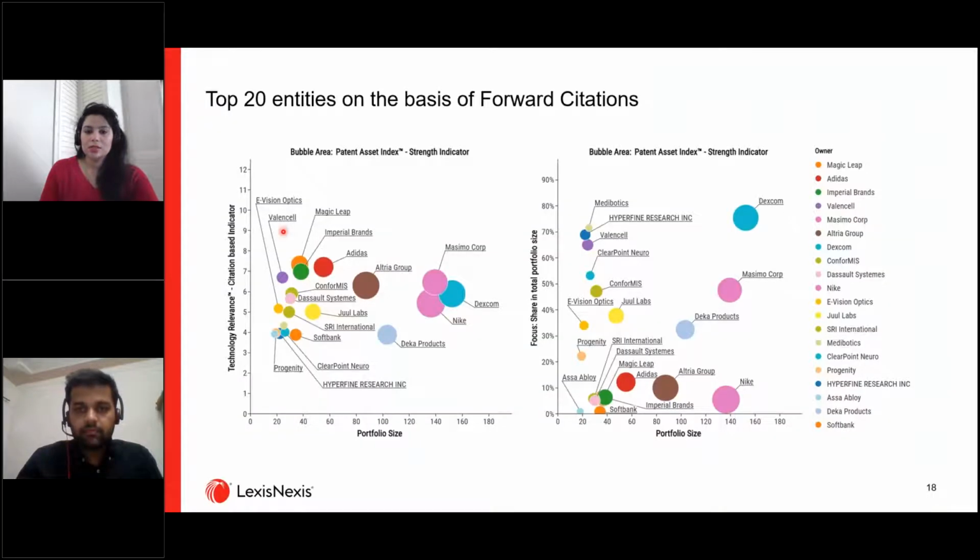Can you see the screen now? Yes, we can see it. Yes, we can see the top 20 entities on the basis of forward citations.